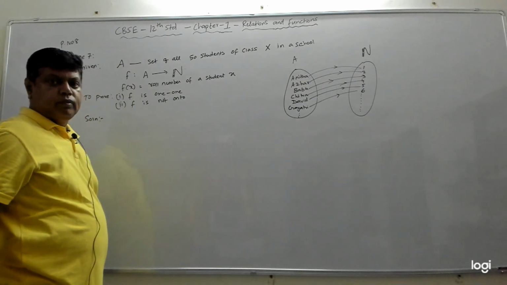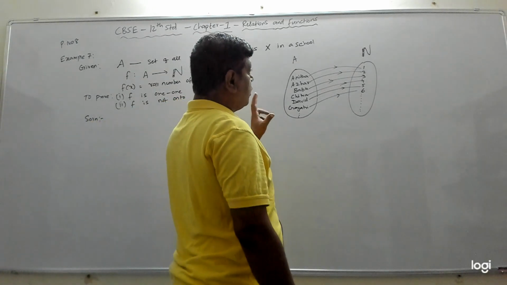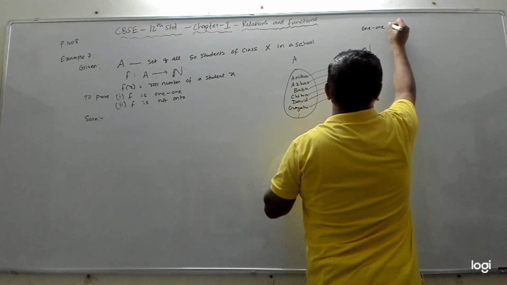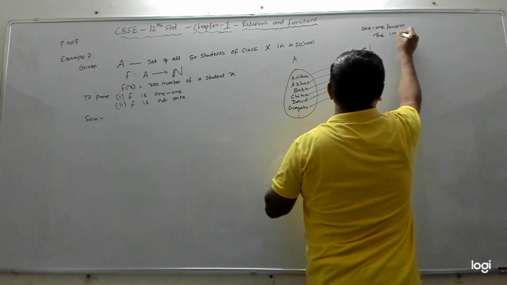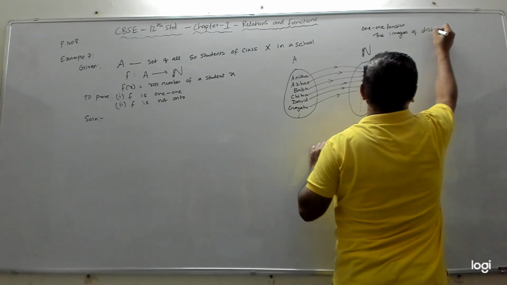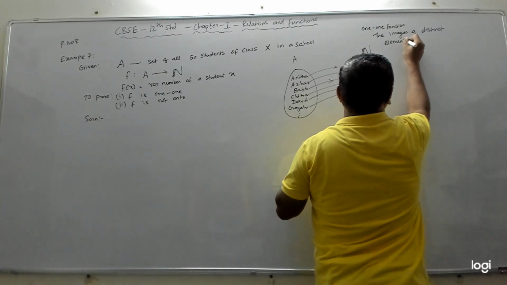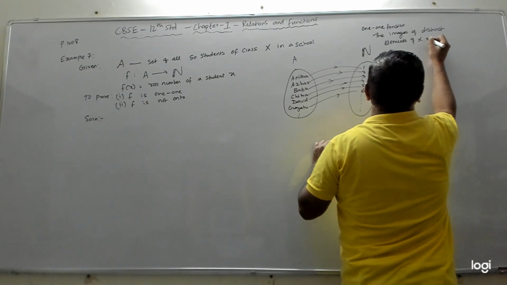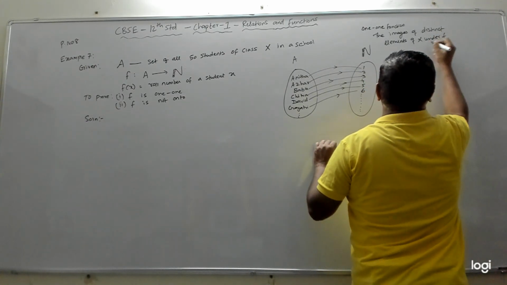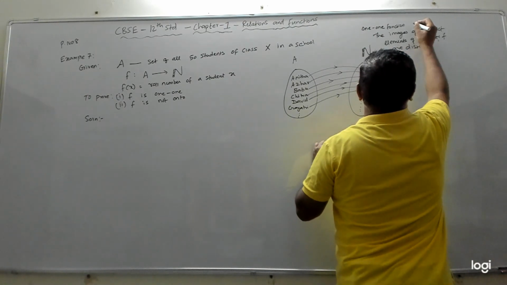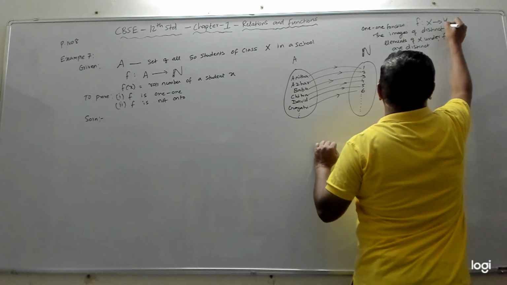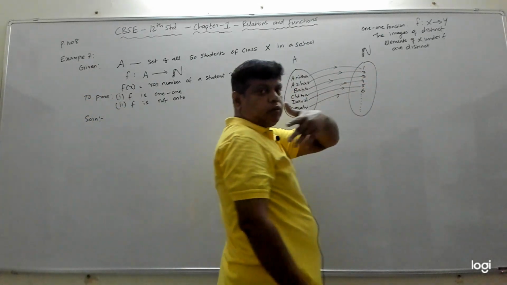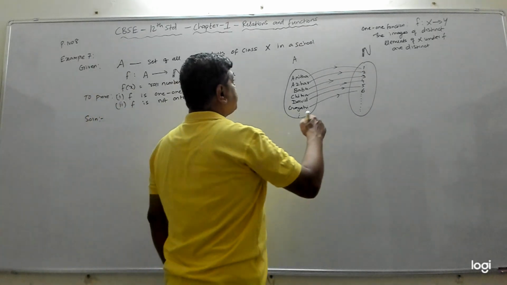Now we should prove that this is 1 to 1. Clearly this function is 1 to 1. What is the definition of a 1 to 1 function? A function is 1 to 1 means the images of distinct elements of x under the function f are distinct. If f is a function from set x to set y, then the images of distinct elements of x under f are distinct. That is the definition of a 1 to 1 function, which you can see given in your book. Which means the images of two distinct elements of x.